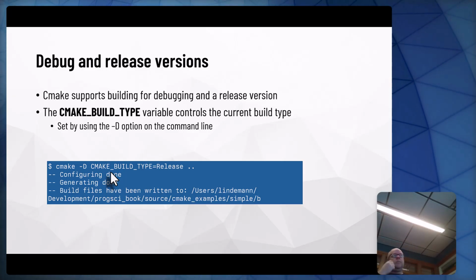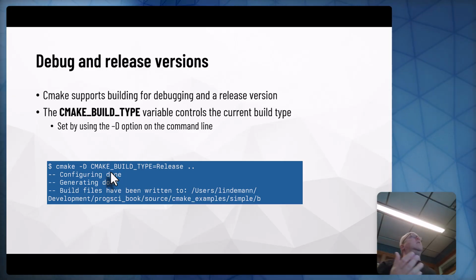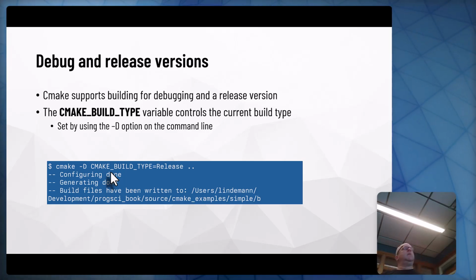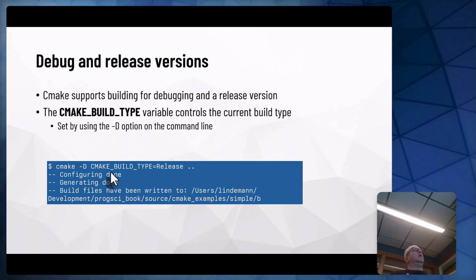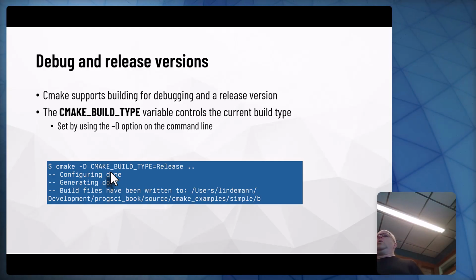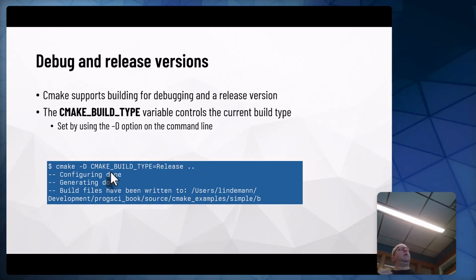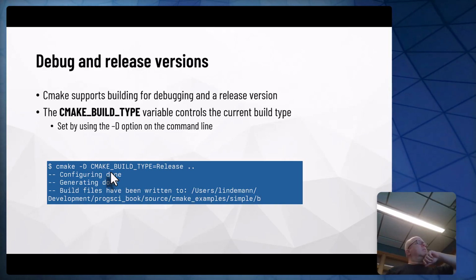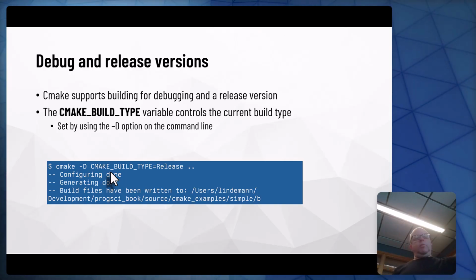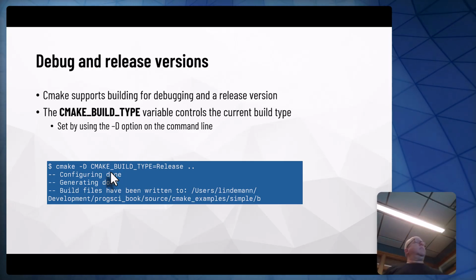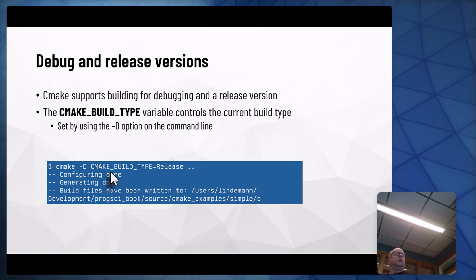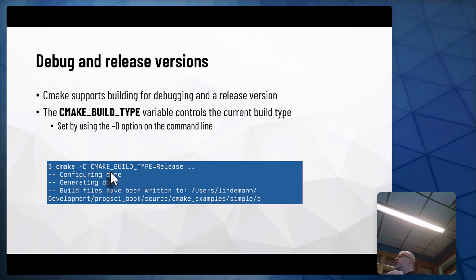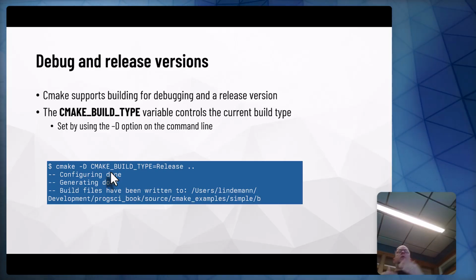Another thing that CMake supports is to have different build versions. For example, if you want to debug your code, you have a debug version. And if you want to release your code or run it optimized, you have a release version. You can define that with a CMAKE_BUILD_TYPE variable directly on the command line, and that will build an optimized version of your code. Usually I have two build directories, one build-debug and one build-release, and I have different builds in each of these directories.